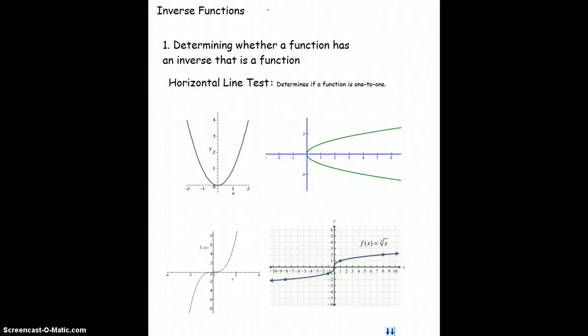Okay, in this video, I'm going to go over inverse functions, and we're going to look specifically at how we determine if a function has an inverse that is a function, and then we're also going to look at determining the inverse function algebraically.